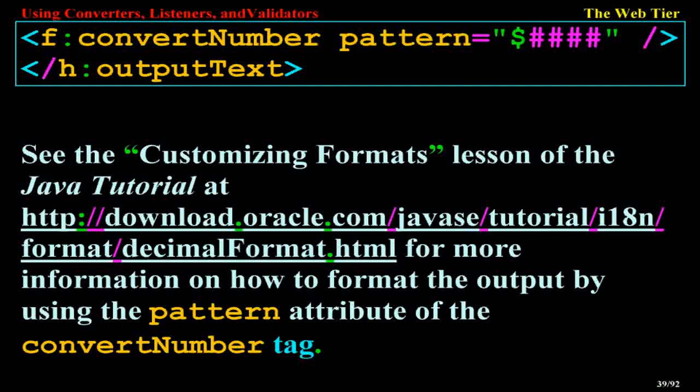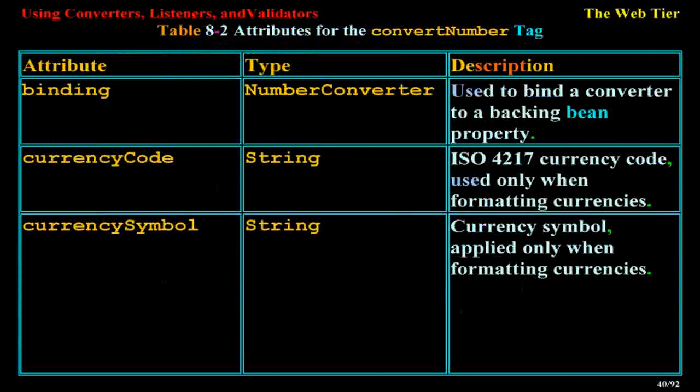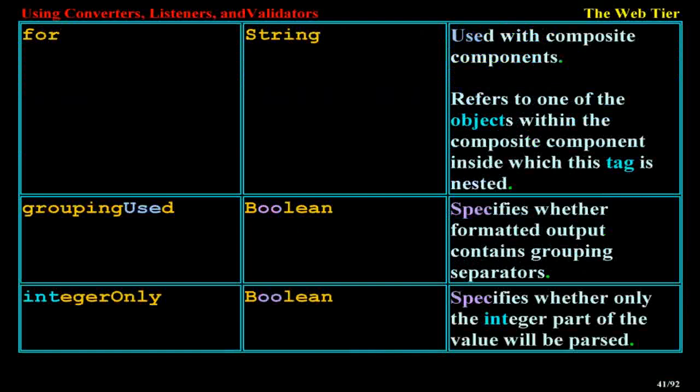For more information on how to format the output by using the pattern attribute of the convertNumber tag. Table 8-2: Attributes for the convertNumber tag. Attribute binding, type number converter, used to bind a converter to a backing bean property. Currency code, string, ISO 4217 currency code, used only when formatting currencies. Currency symbol, string, currency symbol, applied only when formatting currencies. For, string, used with composite components. Refers to one of the objects within the composite component inside which this tag is nested. Grouping used, Boolean, specifies whether formatted output contains grouping separators.